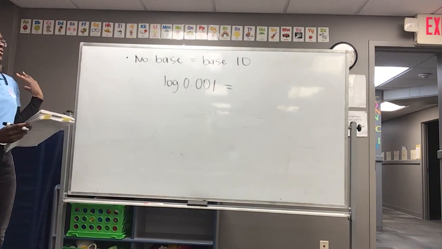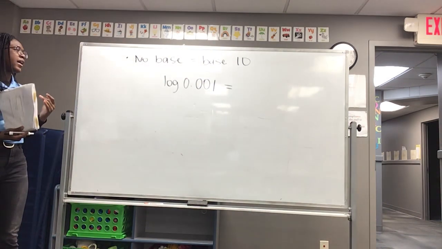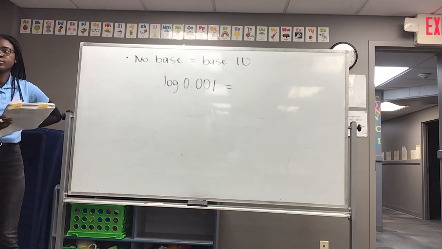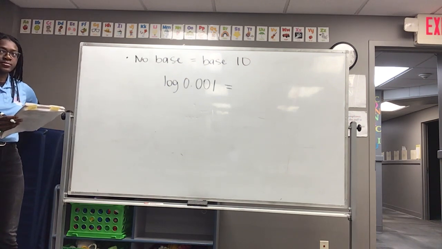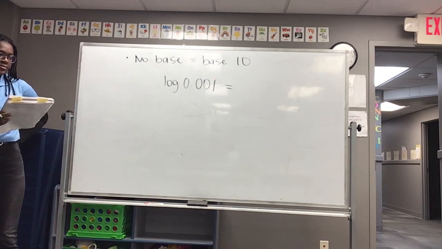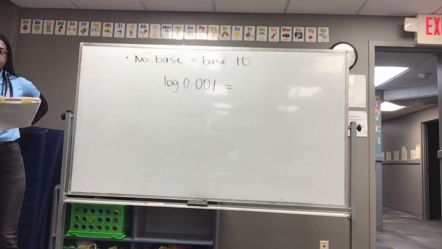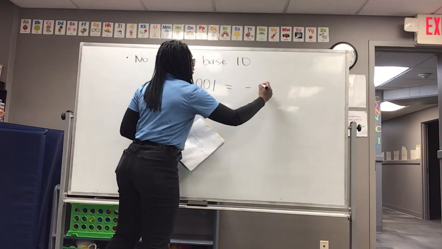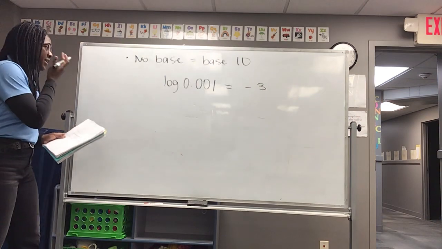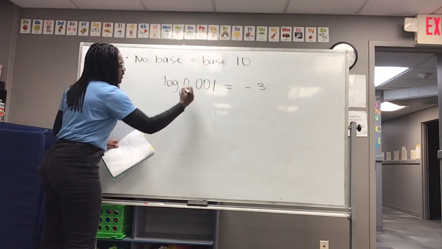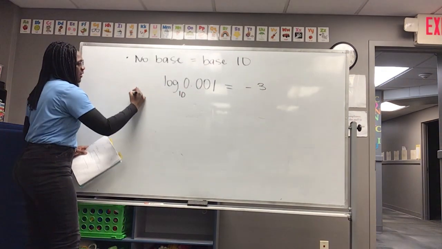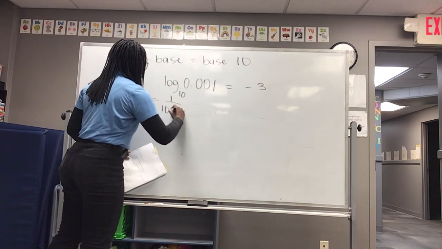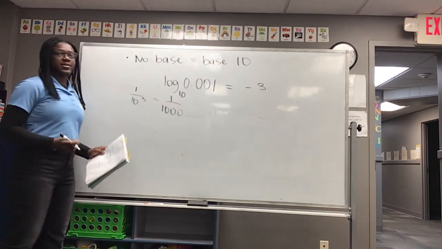So if I gave you this, log 0.001, could you solve this one? It's actually going to be negative 3. Because the base is 10, if we do 10 to the power of negative 3, we get 1 over 10 cubed, which equals 1 over 1,000, which is the same as my decimal here.